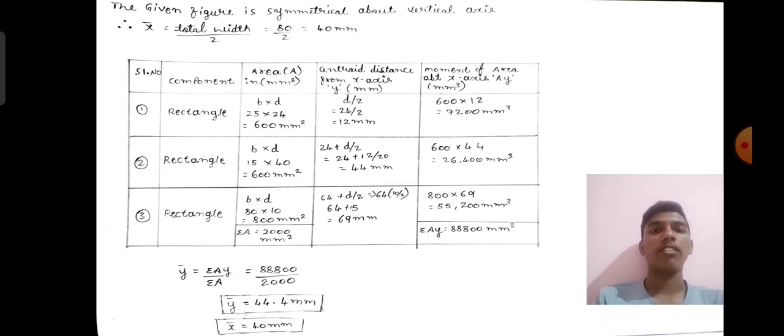So to calculate the y bar, we use the formula summation of Ay by summation of A. Then 88,800 divided by 2000 we get the y bar is equal to 44.4 mm and the x bar is equal to 44 mm.